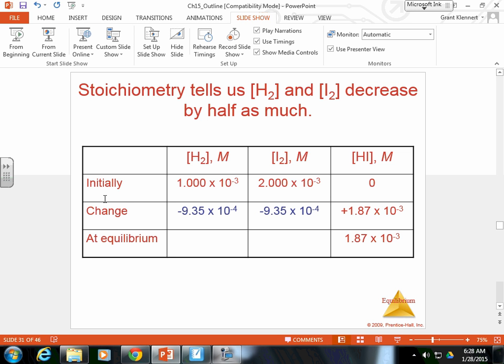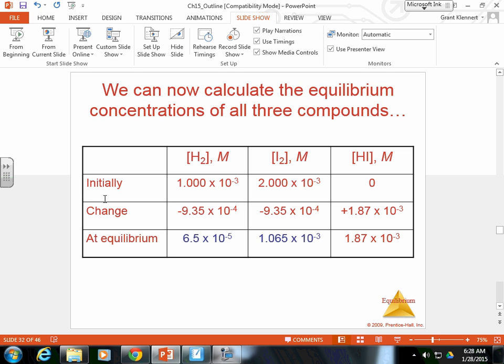Well, now that we've calculated our change for all 3 of these, we can go ahead and calculate our equilibrium by simply subtracting. And when we subtract, we can figure out that at equilibrium, our concentrations are the following. For H2, it was 6.5 times 10 to the negative fifth, and we took initial minus change to get that. At equilibrium, I2 was 1.065 times 10 to the negative third. We took initial minus change to solve for that. And we knew that the problem told us at equilibrium, the concentration of HI was 1.87 times 10 to the negative third.